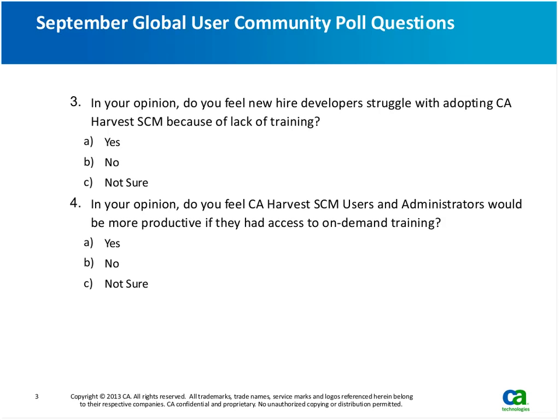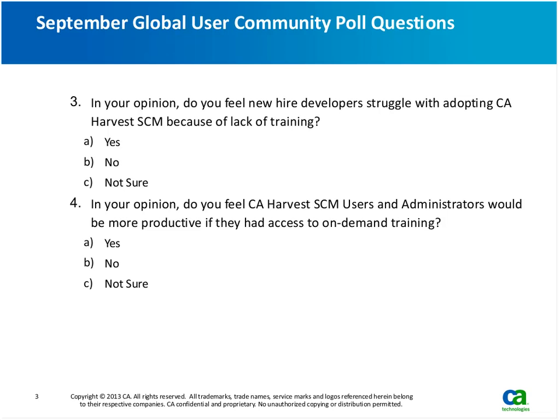1, 2. Okay, and then the third option is you're not sure. Could go either way. Okay, 1, 2. Okay, and then my last question, in your opinion, do you feel the Harvest users and administrators would be more productive if they had access to on-demand training?